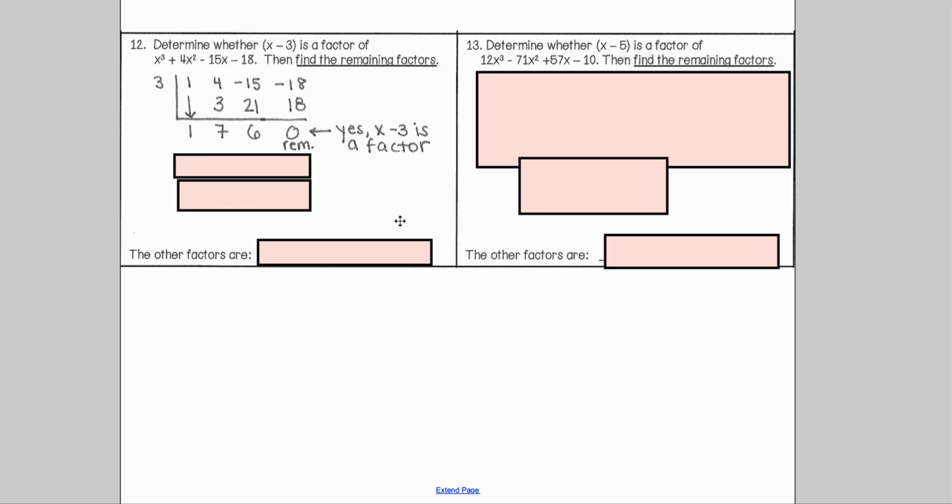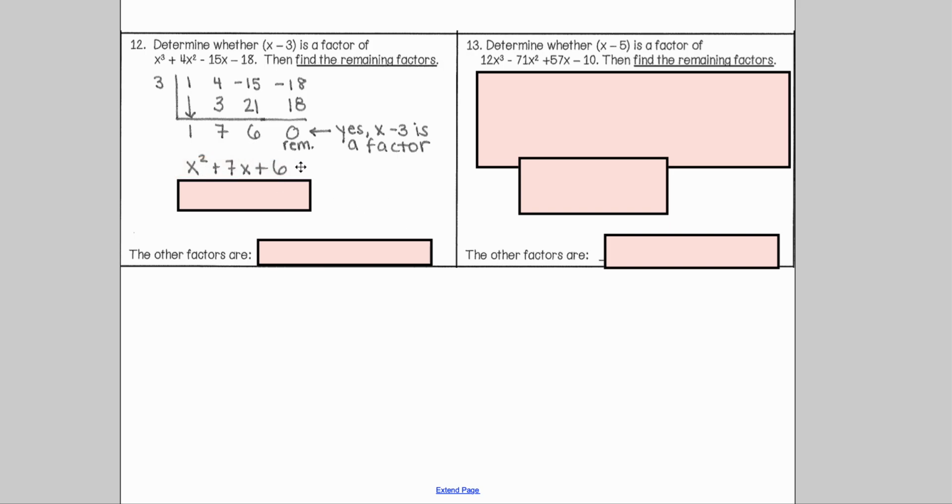So the next part of the question is saying, then find the remaining factors. So because it was a factor, we can now find the other factors of this polynomial. So in this case, we're going to depress our polynomial using 1, 7, and 6.